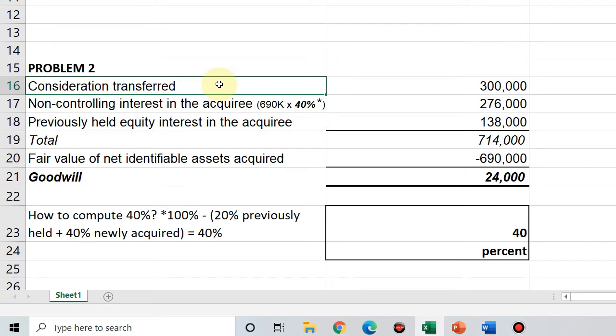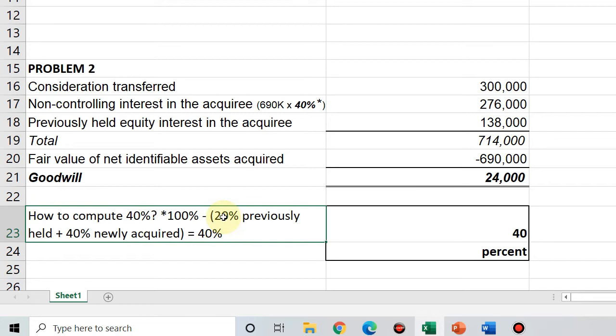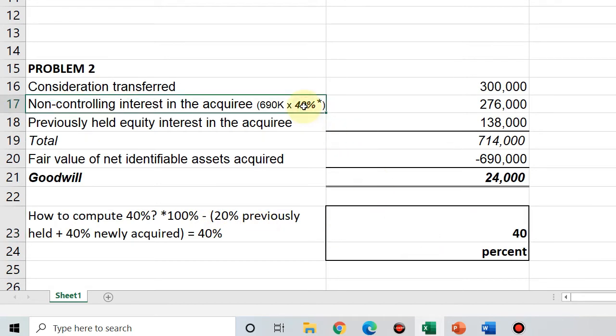Okay, 60% na. So, we compute first for the consideration transferred. Sabi niya, bumili siya ng 40%, 300,000. Okay, so, madali yun, given kasi. That's the fair value of the 40% na binili niya. Okay, so, next, we have NCI. Meron na tayong NCI kasi majority na siya ang may-ari, which is 60% na. So, 60% majority, magkano yung minority? Ay di 100 minus 60, ito yon 40%. Okay, the NCI. So, we compute, 690,000 times 40%. That's the share of the NCI.